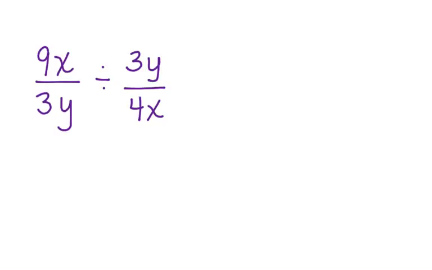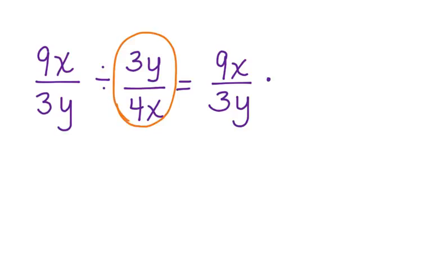9x over 3y divided by 3y over 4x. Now, let's do the first step: we're going to change this to a multiplication problem. We have 9x over 3y times, I'm going to use the reciprocal of this rational expression, 4x over 3y. Now we can multiply across.